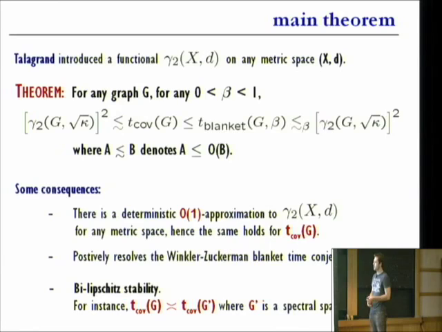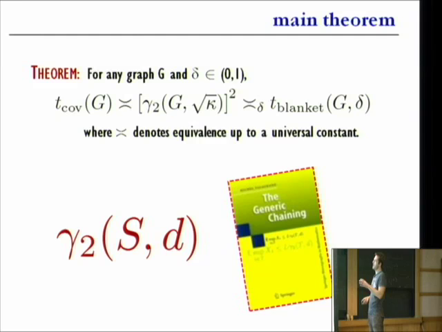Again, here's the main theorem. For any graph G, the cover time is proportional to the square of this gamma 2 value of the graph equipped with the square root of the commute time. Up to a constant depending on delta, this is also proportional to the delta blanket times for any delta. For the next 10 minutes I'm going to explain what this parameter gamma 2 is and why it would come up here. If you know what it is, it's very surprising that it would come up here.